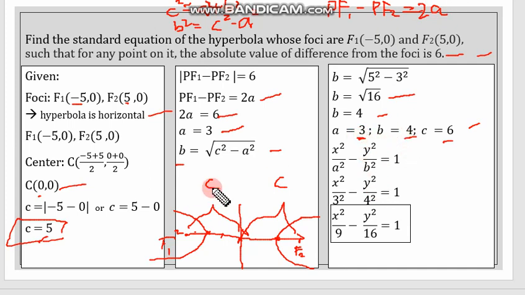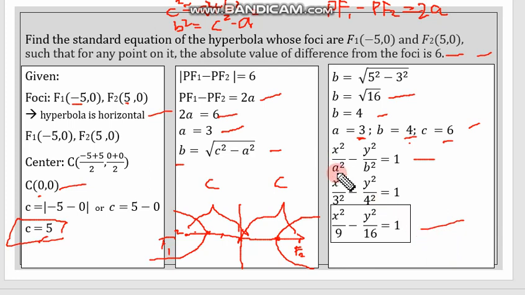Since our hyperbola is horizontal, we will use this template. X squared has the positive sign, since it is in the x part. So, x squared over a squared minus y squared over b squared is equal to 1. Our a is 3, so x squared over 3 squared minus y squared over, our b is 4, which is 4 squared, is equal to 1. So, x squared over 9 minus y squared over 16 is equal to 1.